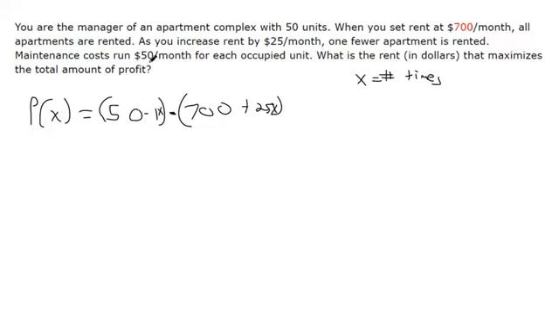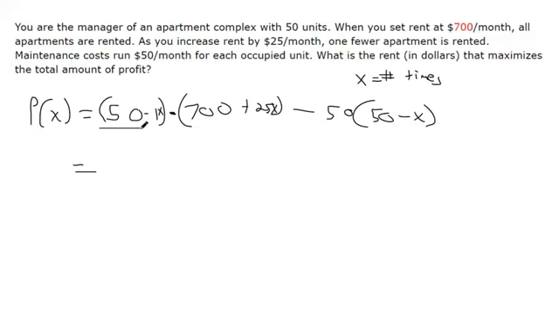It's $50 a month for each occupied unit. So this part represents how many units are occupied, right? If we jack up the price a lot, we're not going to have a lot of occupied units. So we need to take the $50 a month it's going to cost and multiply that by the number of units we're going to have for this apartment. Okay, and so I think that's it. That's our profit function.